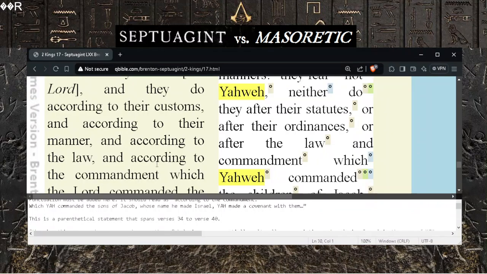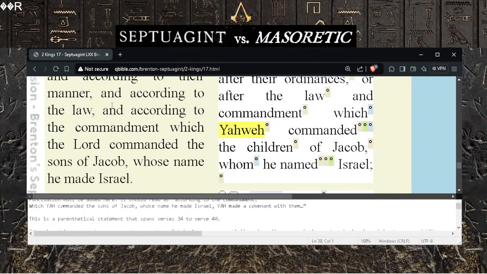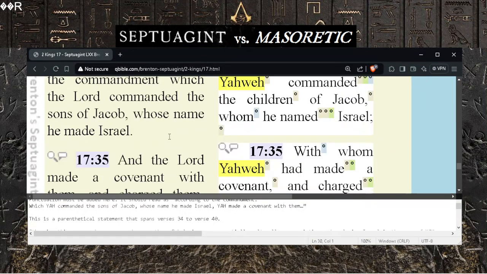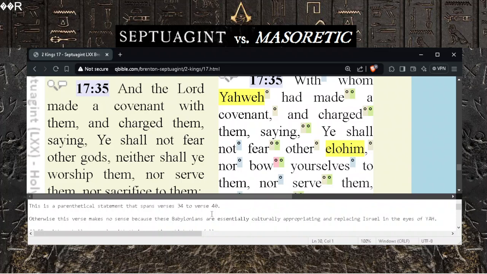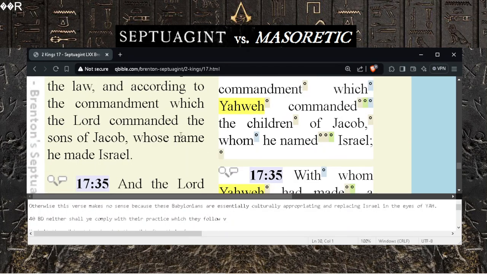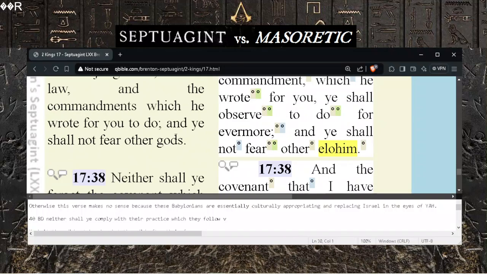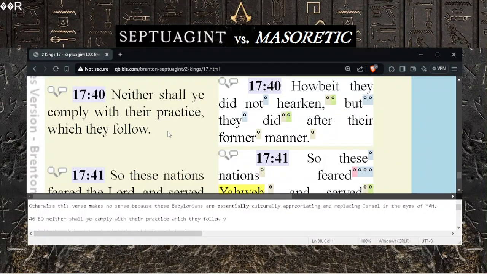And I believe this is a parenthetical statement, what we read here at the end of verse 34, in regards to Israel, up to verse 40. Otherwise, this verse makes no sense, because these Babylonians are essentially culturally appropriating and replacing Israel in the eyes of Hashem, if you read 34 to 40 as applying to the Babylonians. And then in verse 40, we see here a big difference.